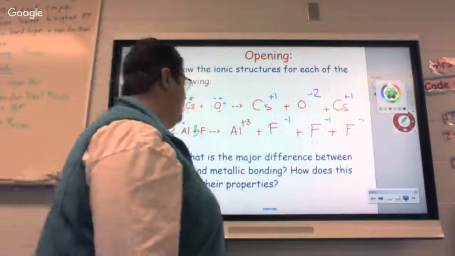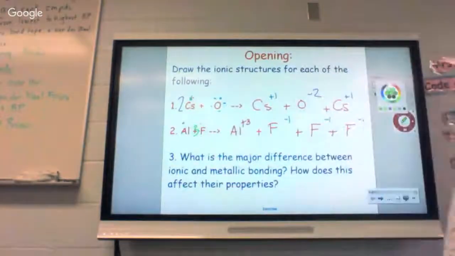All right. What's the major difference between an ionic and metallic bond? Yep. And ionic electrons are, they don't move. They're locked into place. All right. So how does this affect their properties? What kind of differences will we see if metals can move and ionic compounds cannot move their electrons? All right. Metallic conducts electricity and ionic doesn't. What else?